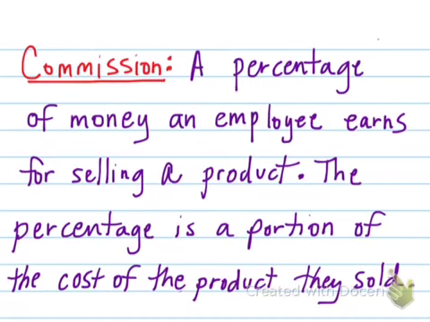Let's start with a definition for commission. This should be copied down on your note sheet. Commission is a percentage of money an employee earns for selling a product. The percentage is a portion of the cost of the product they sold. So for example, if an employee sells something that is really expensive, they might have a chance of earning more money because the product was more expensive.